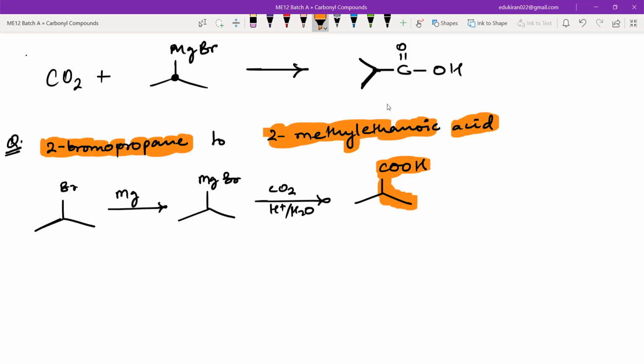So just addition of water. Most of these, when you have acyl halide or anhydride, in both of the cases, you just add water and you're going to get the carboxylic acid.